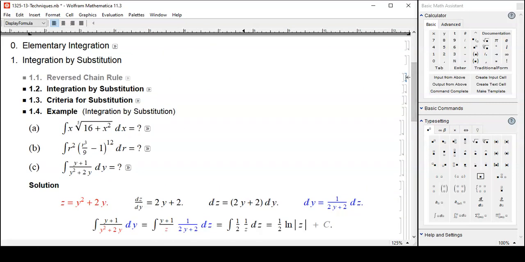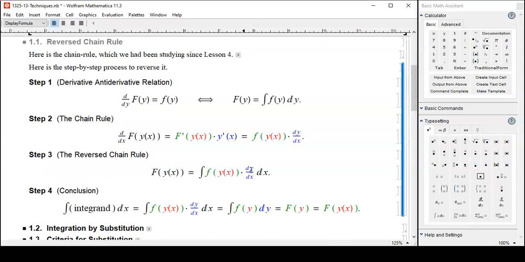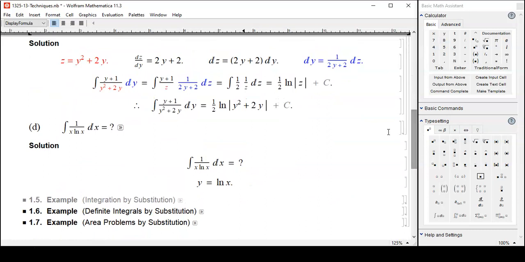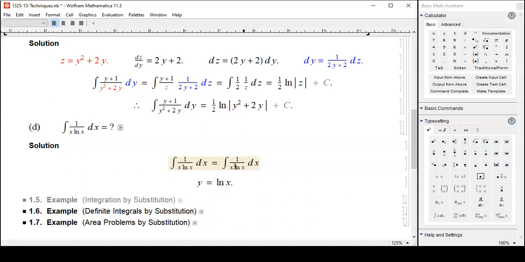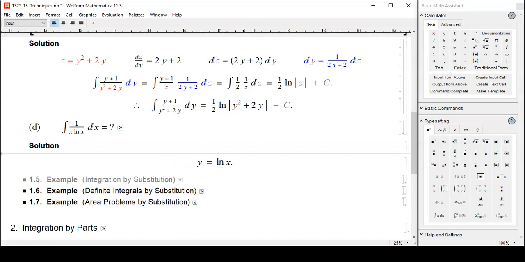Let's go back to this reverse chain rule here. You see the derivative of the inside flying around, and yes, it does. We have 1 over x here. We have the derivative flying around. And that's an indication to take y as log of x. But this was a difficult observation to begin with.